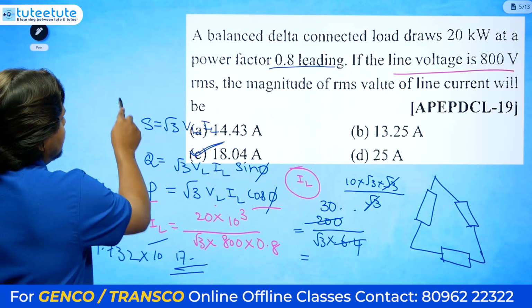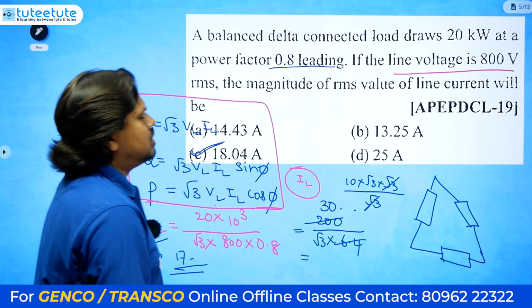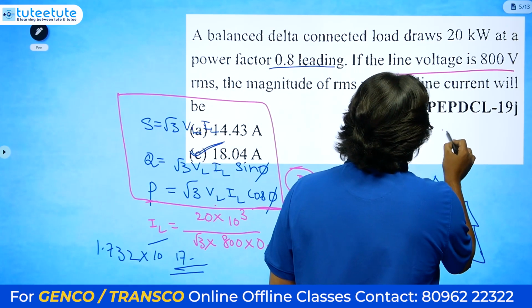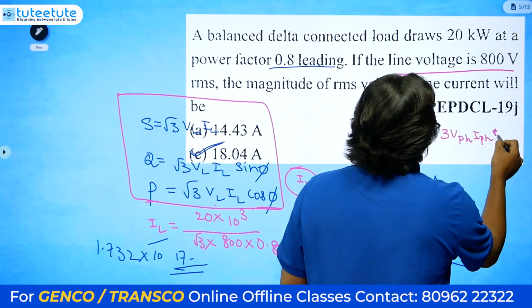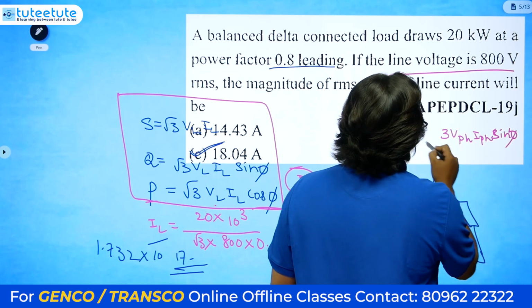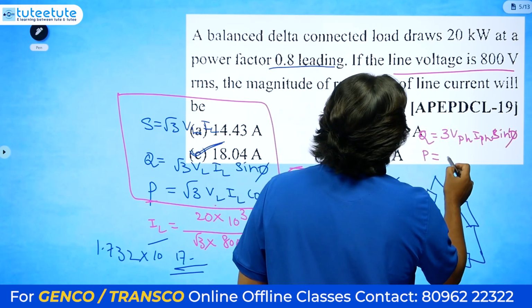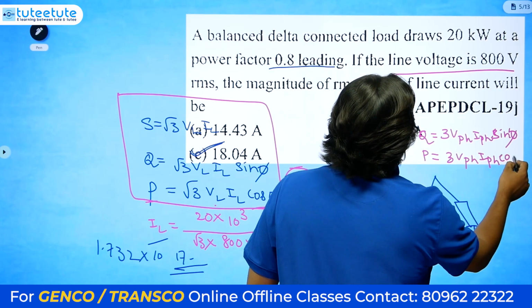These are the powers in terms of line voltages. Similar to this, in phase voltage, we have to give phase values only. Like 3 into V phase into I phase into sin phi, this will be the reactive power. Similarly, the 3 phase active power equals 3 V phase I phase cos phi.